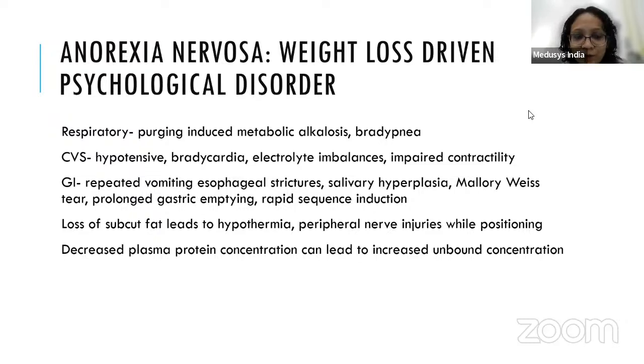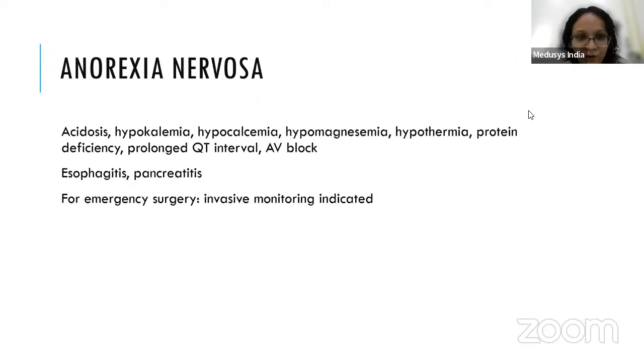One more thing is loss of subcutaneous fat leads to hypothermia. So while positioning, we should protect them from peripheral nerve injuries. As sir said, decreased plasma protein concentration can lead to increased unbound concentration of our drugs. There can be prolonged QT intervals in the ECG, AV block, esophagitis, pancreatitis, and they often come for emergency surgery. Elective surgery should be postponed till the status is optimized. But whenever they come for emergency surgery, invasive monitoring would be indicated, as they may have acidosis, hypokalemia, hypocalcemia, hypomagnesemia, and everything basically.